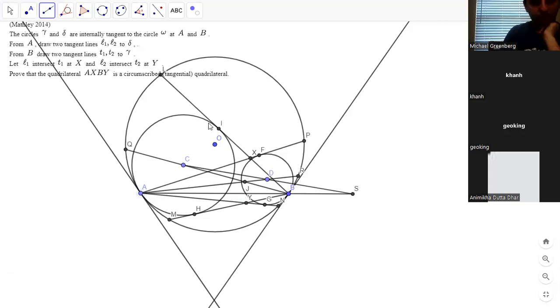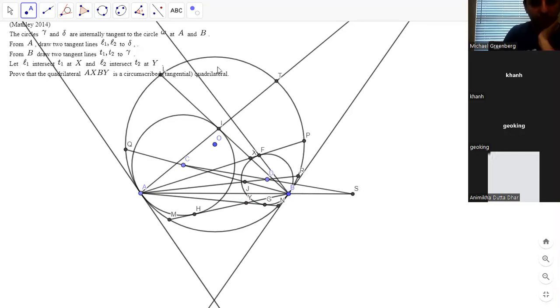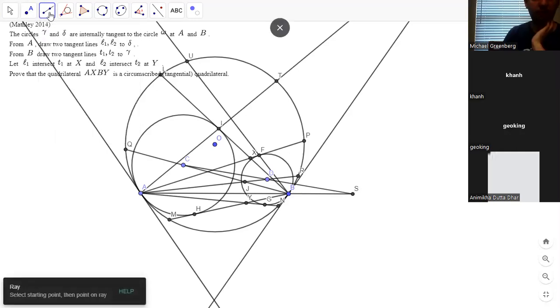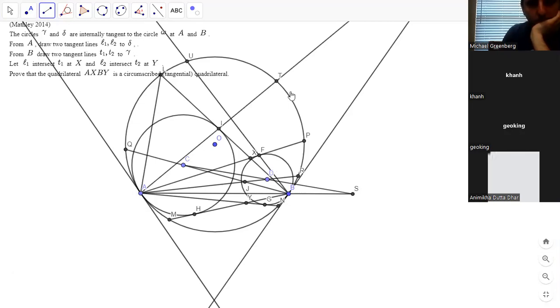Okay. So you're saying AI bisects angle BAL? And I guess similarly BF. So let's see, why is that? Homothety at A. Okay, so homothety at A, it takes I to T.